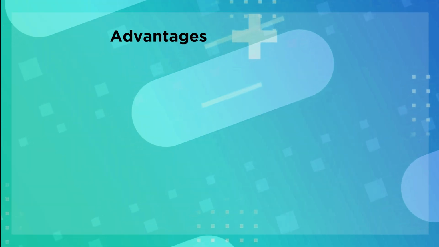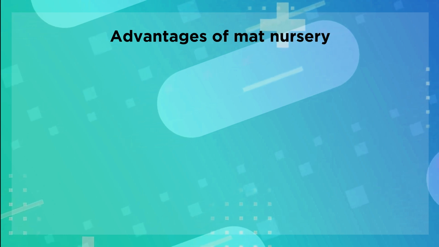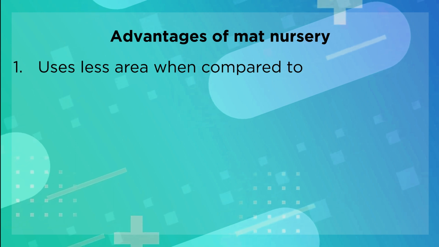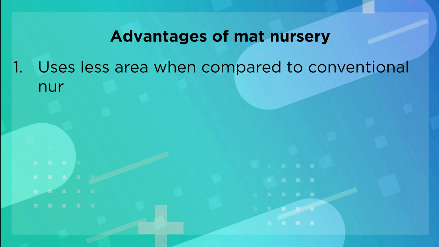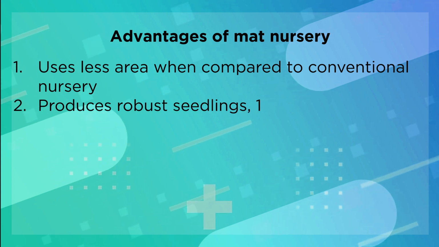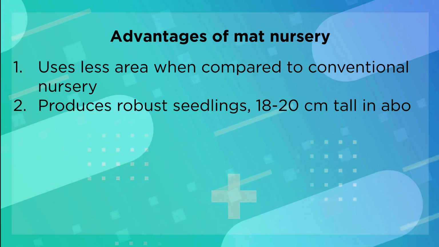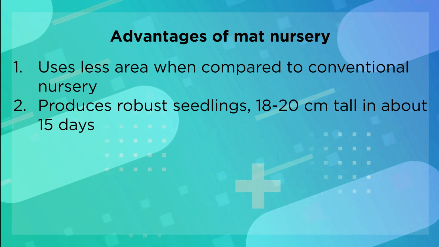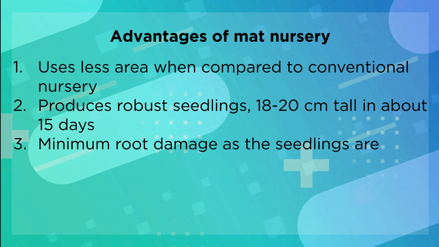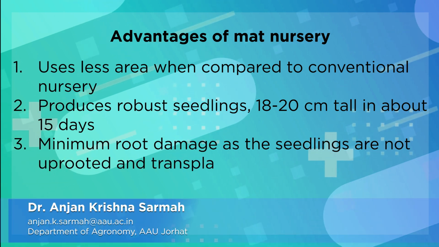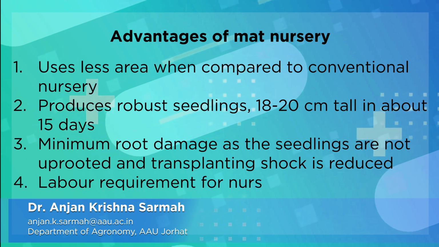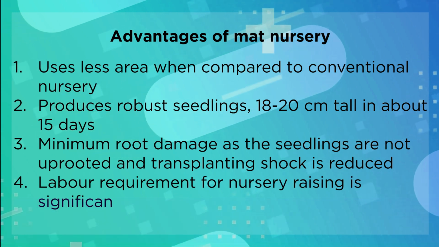The advantages of mat nursery are it uses less area when compared to conventional nursery. Mat nursery produces robust seedlings 18 to 20 cm tall in about 15 days. It causes minimum root damage as the seedlings are not uprooted and transplanting shock is reduced. And finally, labor requirement for nursery raising is significantly reduced.